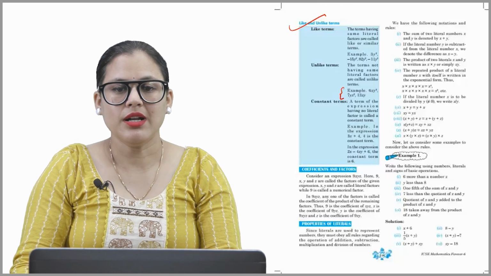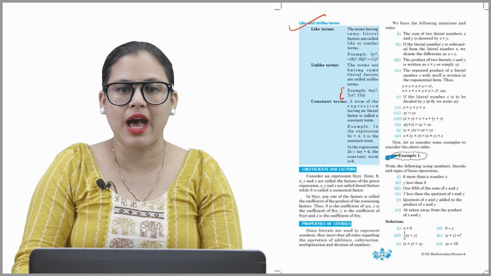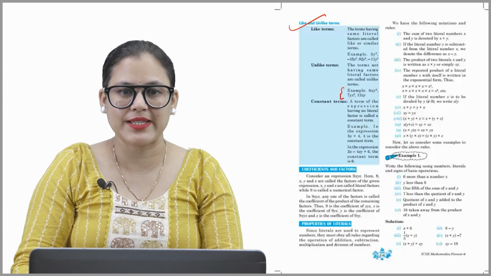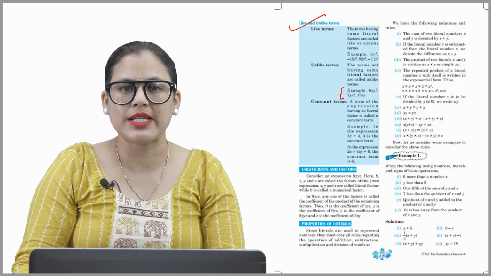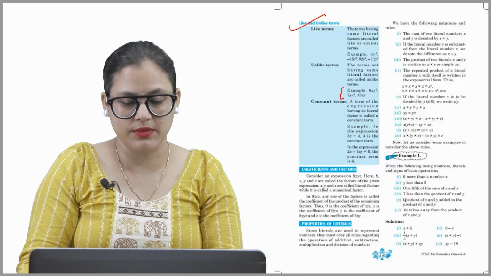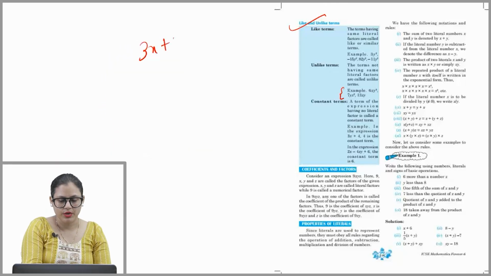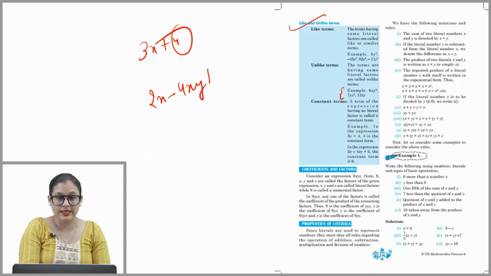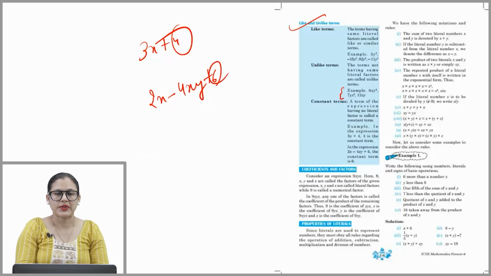Constant terms. A term of the expression having no literal factor is called a constant term. Example, in the expression 3x plus 4, 4 is the constant term. And in the expression 2x minus 4xy plus 6, the constant term is what? 6, right?